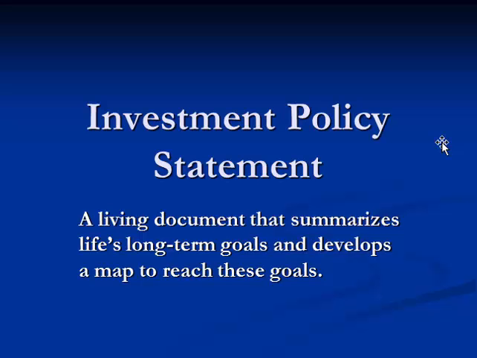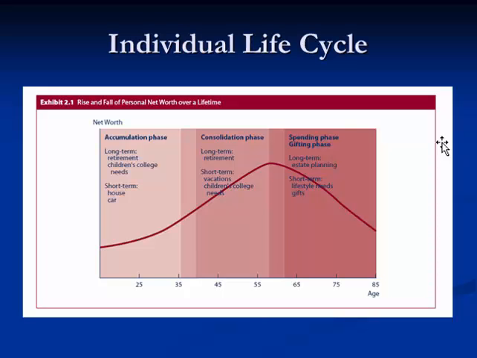The first thing you want to know here is that individuals tend to follow a life cycle. And this life cycle is graphed out here. Notice that on the y-axis we have net worth, and on the x-axis we have age. And so this is a typical person. Obviously not everybody fits this mold, but it's nice to think about this as maybe where you want to go.